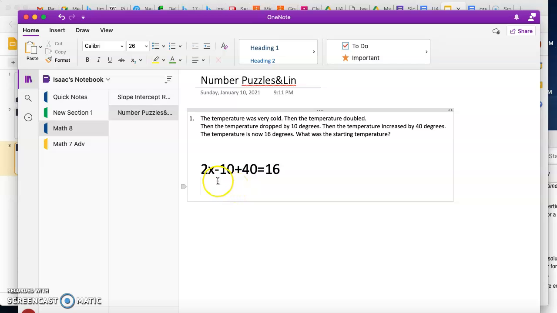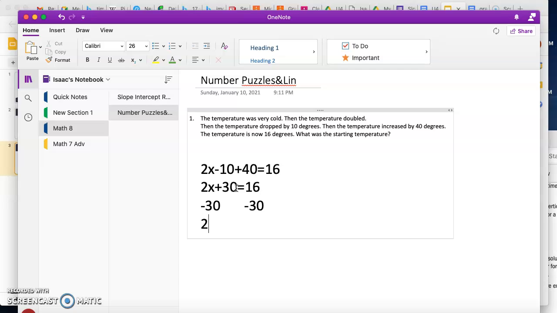So now, I know that the original temperature doubled, then lost 10 degrees, then added 40, in the end it turned out to be 16. So do I have any like terms I can combine here? Yeah, I do. I can combine this minus 10 with plus 40 to get plus 30. So I've got 2x plus 30 equals 16. And now I can do SADMPEP. So I've got some addition going on here. So I'm going to subtract 30 from both sides, because anything you do to one side of the equation, you have to do to both.